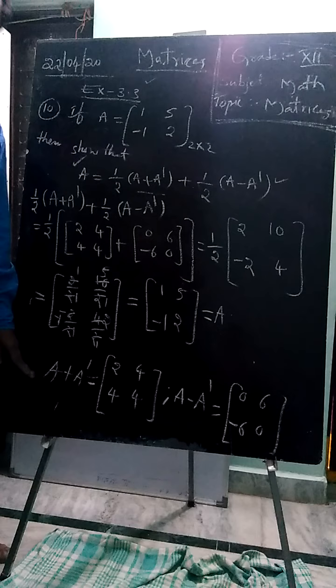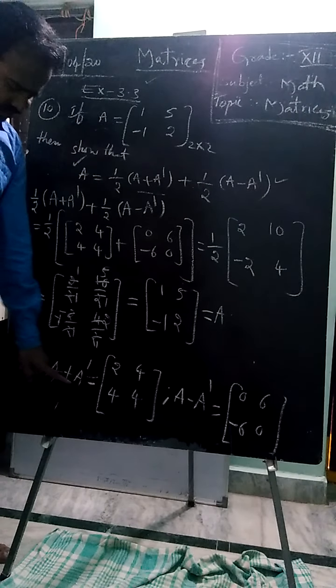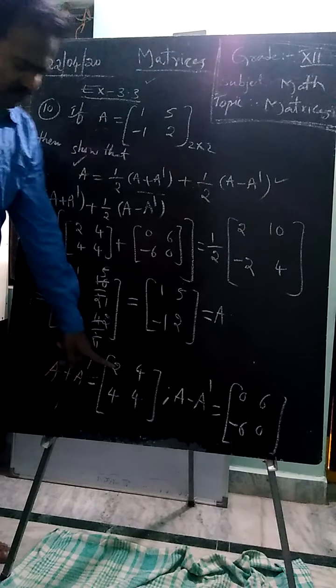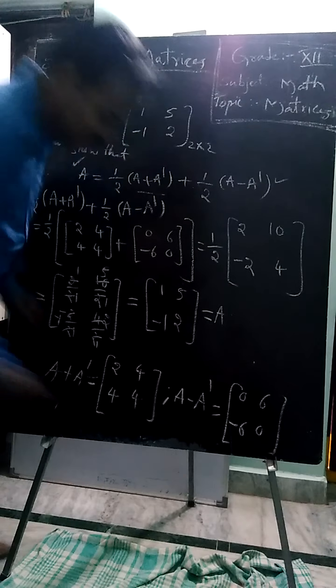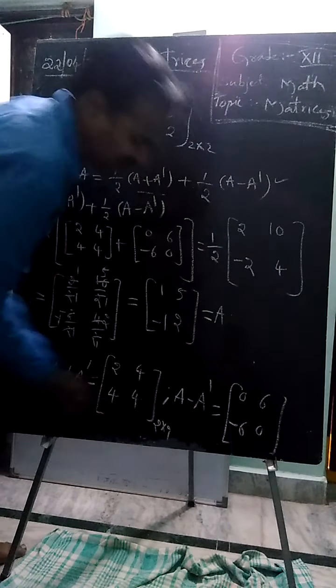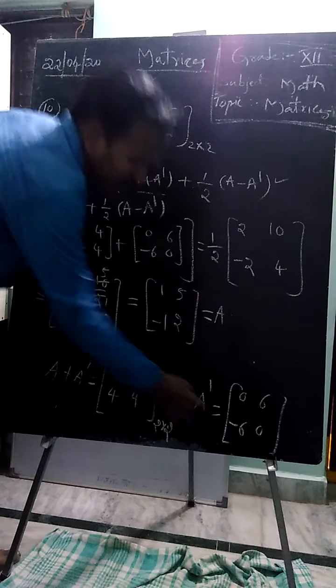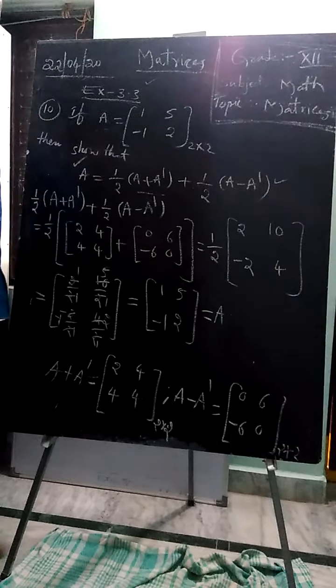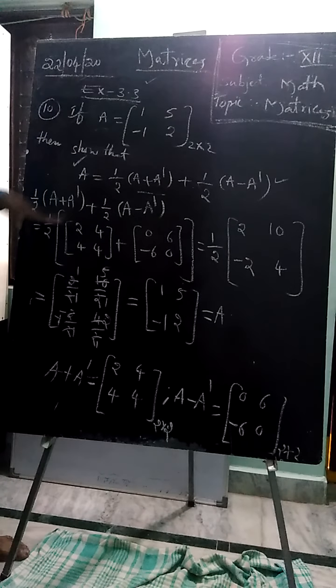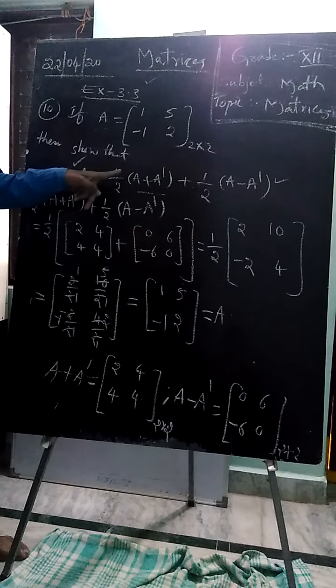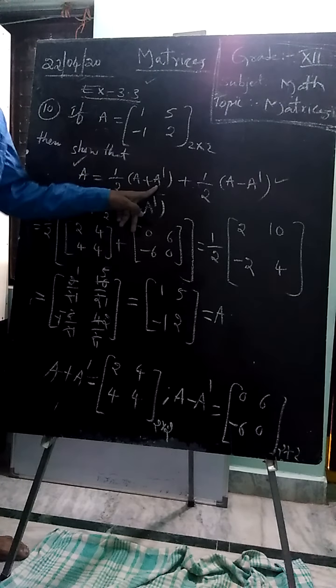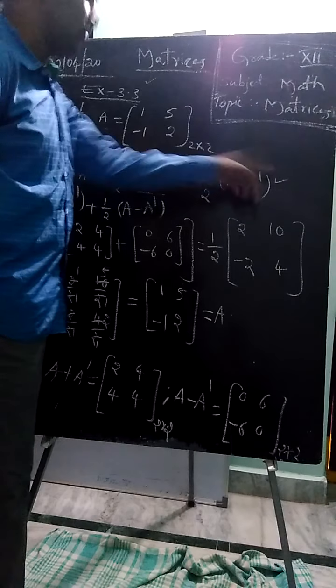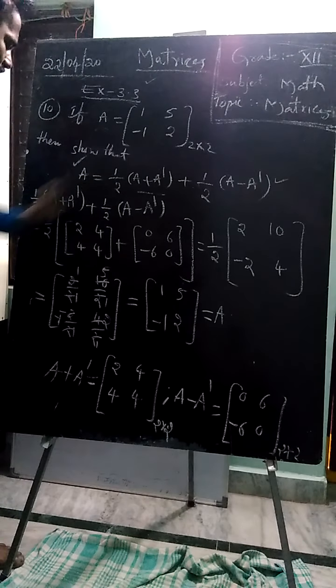So students, we got the result. A plus A transpose, which is a symmetric matrix, is 2 4 4 4, of order 2 by 2. Then we have A minus A transpose, that is 0 6 minus 6 0, which is of 2 by 2 order and is a skew symmetric matrix. Let us check whether this relation is true or not. That is, A we can write as half of A plus A transpose plus half of A minus A transpose. Let us factorize half from this.